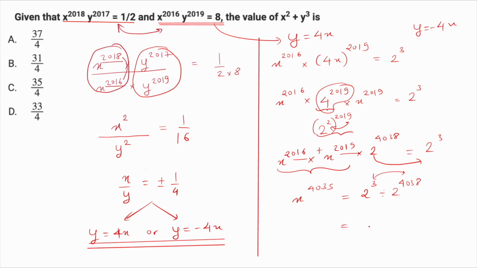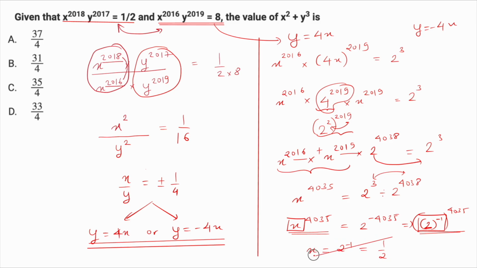So the right hand side is actually 2 raised to minus 4035 and the left hand side is x raised to 4035. Just last step, the right hand side we will write as 2 raised to minus 1 raised to 4035, right? So now x raised to 4035 is the same as 2 raised to minus 1 raised to 4035. Comparing these two, I will get x is 2 raised to minus 1, that is 1 by 2. I have found the value of x is equal to 1 by 2 in the first case.